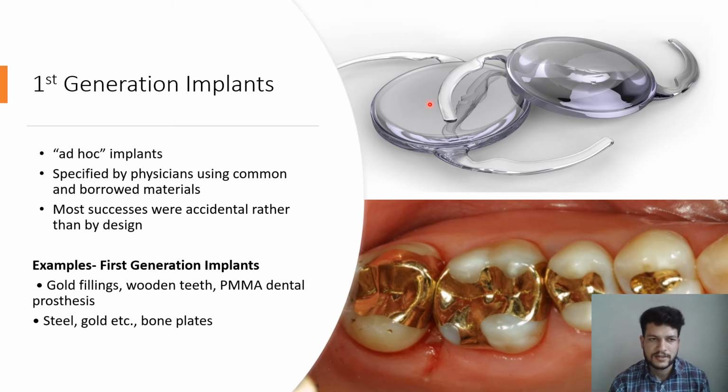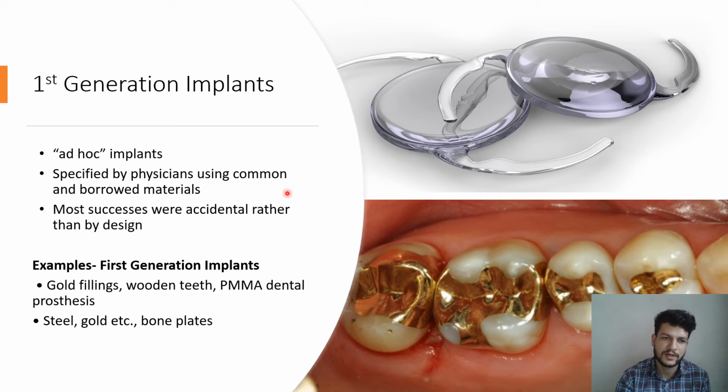Most of these biomaterials are used as implants in physiological conditions, and they have been categorized into first generation, second generation, and third generation implants on the basis of their properties, on the basis of engineering behind their discovery, and on the basis of the timeline when they were discovered. First generation implants are the ones which were discovered accidentally, and there was no design or engineering behind their discovery.